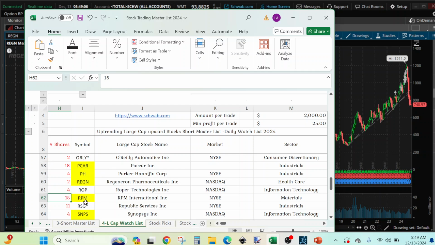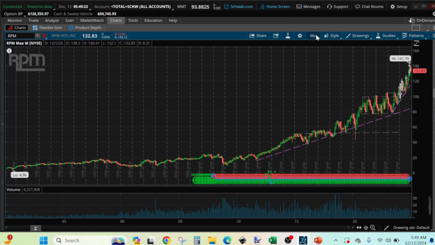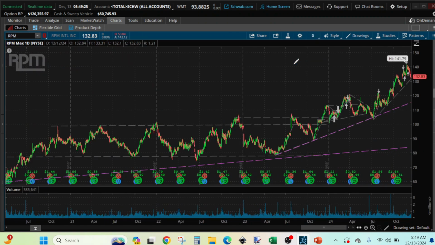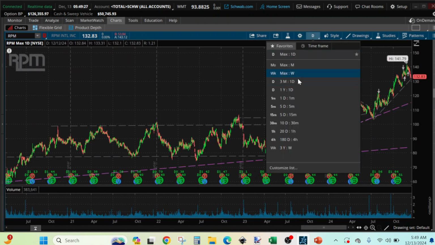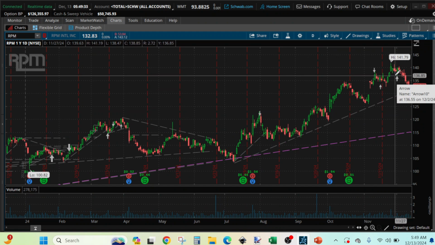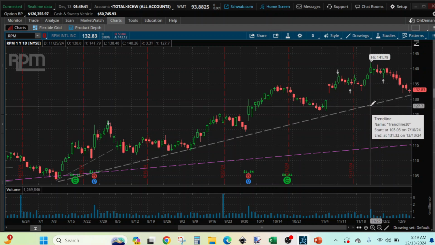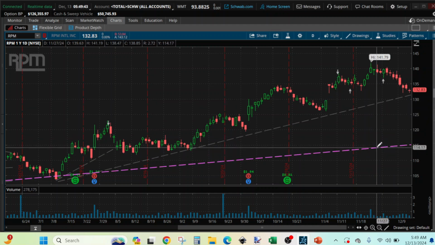So now we are going to work on rope is coming off as well. RPM. We'll go to maximum daily chart, 1 year daily chart. So RPM is right there. We bought it there not too long ago, not too far from it. But my concern is, do I want to buy it on this line, or do I want to wait on this line? I prefer to wait on this line.